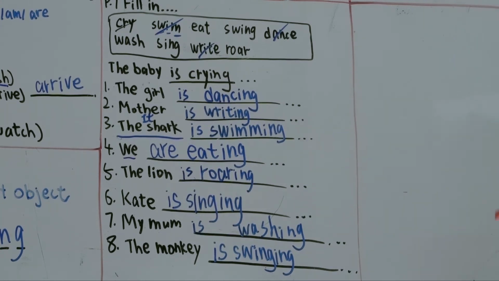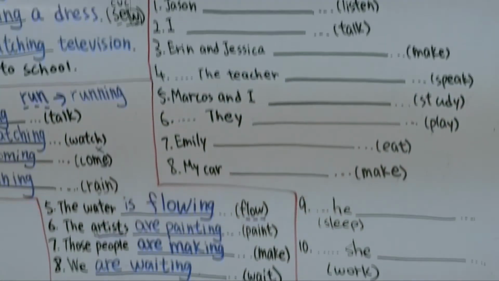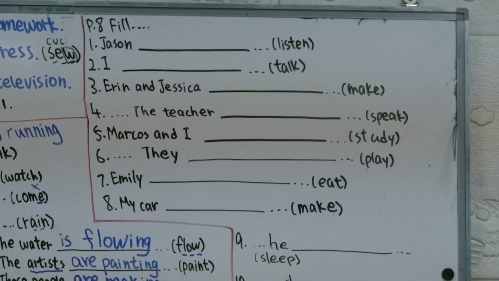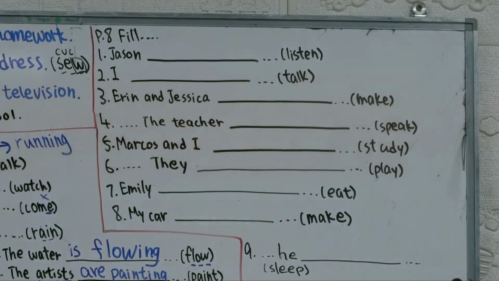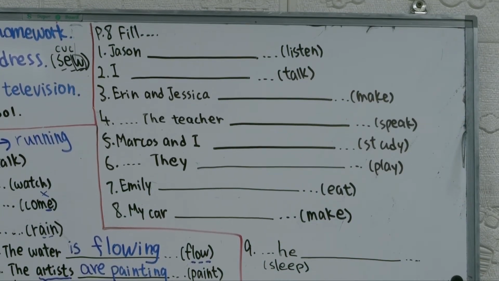Alright, if you're done checking, turn to the next page. So let's have a look. Fill in the blanks with present continuous tense. Alright, so finally I can tell you what is a stress syllable, what is the word with no stress. Okay, so Jason space to music.